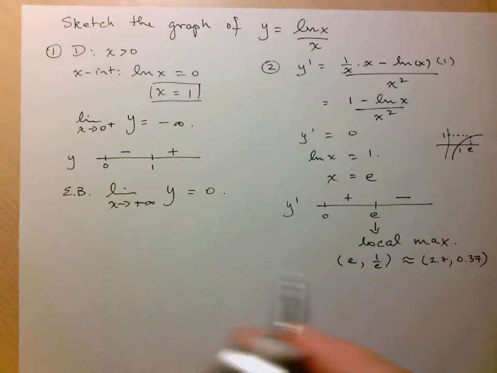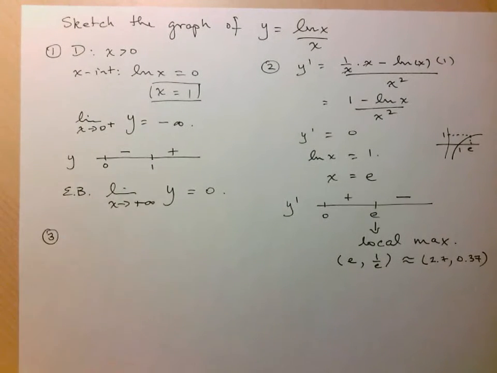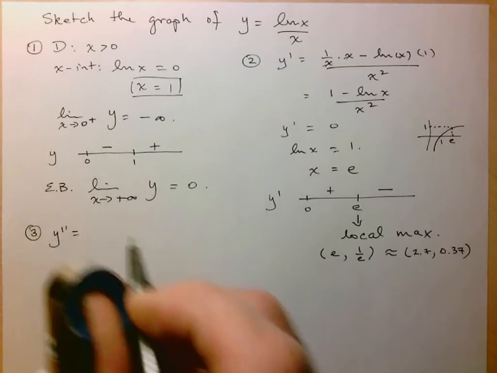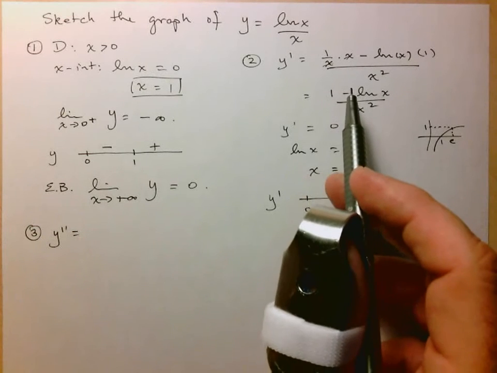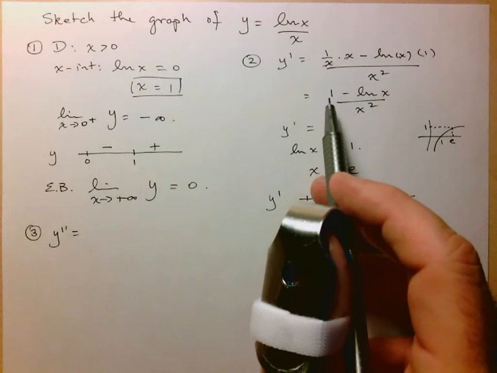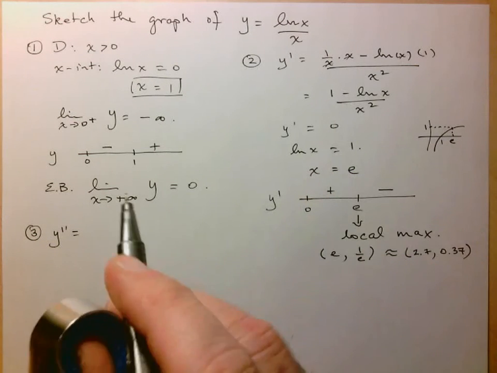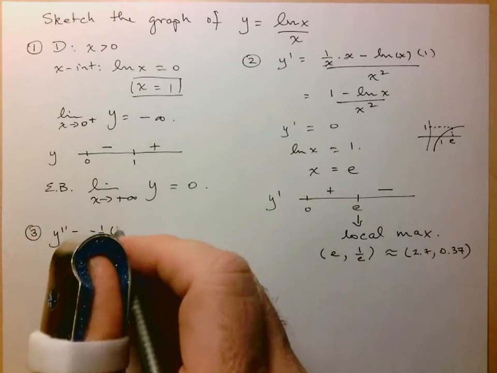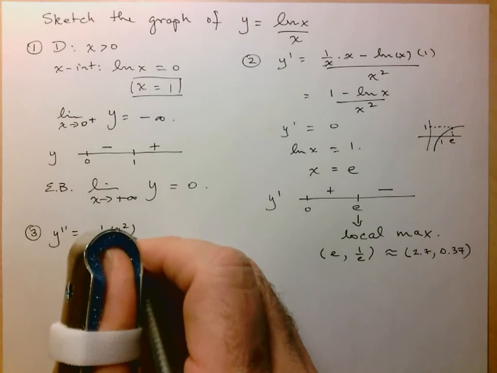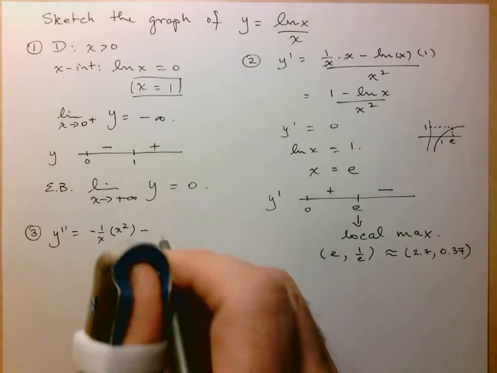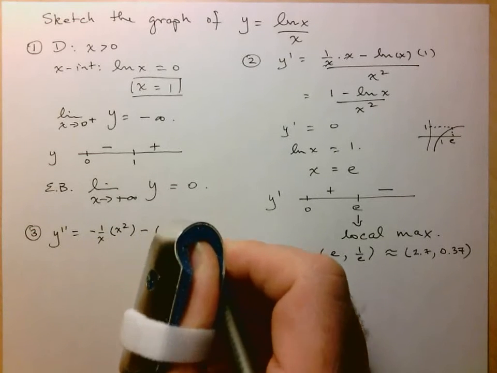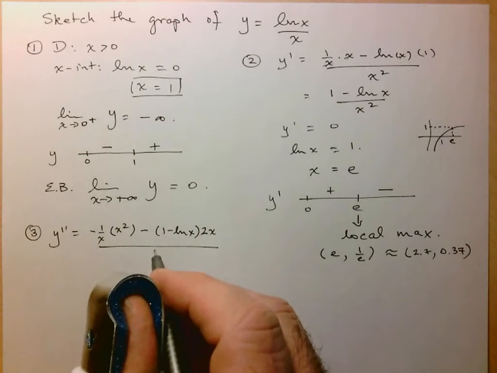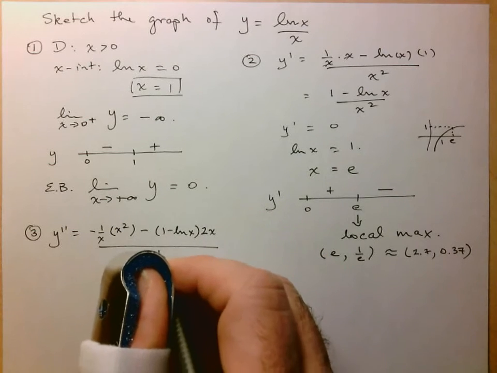Okay, so let's move on now to the second derivative, and that's going to be the third part of our process. Okay, so y double prime. So now I'm going back to this simplified expression. The derivative of the numerator, well, that's just 0 minus the derivative of ln x, which is 1 over x. So we have negative 1 over x times the denominator function, which is x squared. Okay, and then minus the numerator function, 1 minus ln x, times the derivative of the denominator, which is 2x, all over the denominator squared. So this will be x to the 4th.